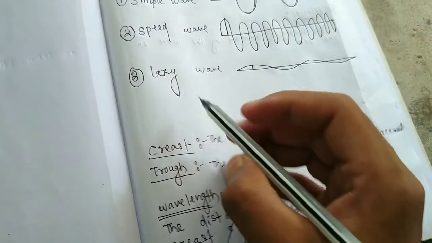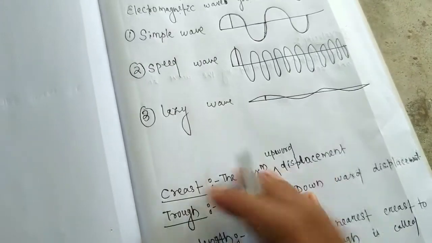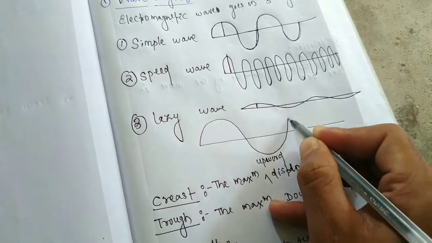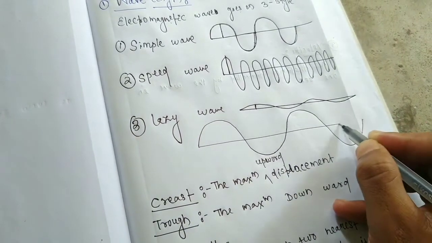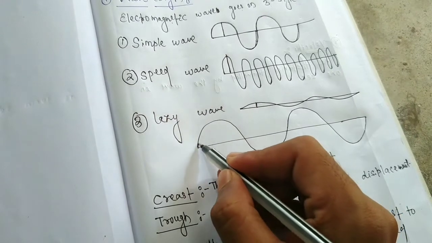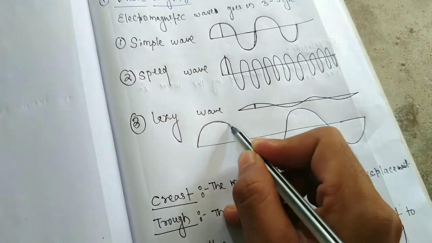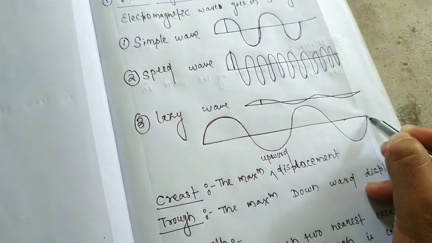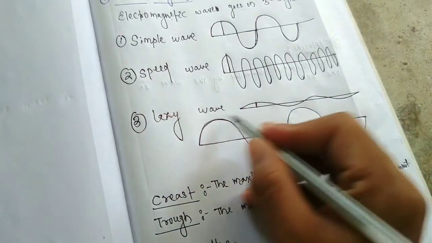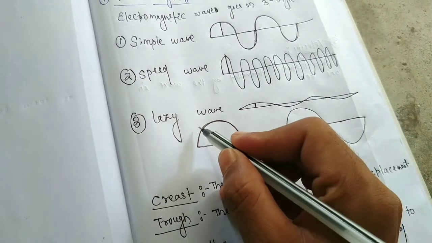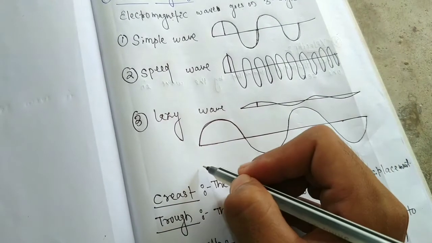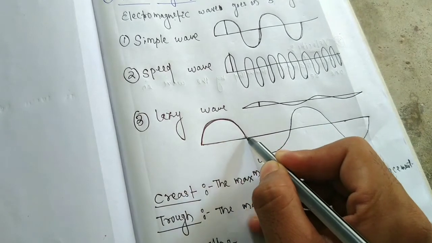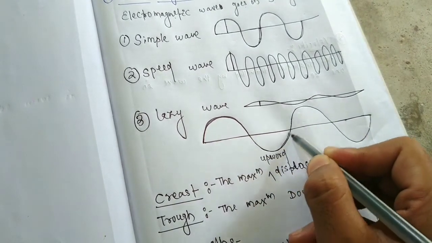So students, what is crest and what is trough? Suppose this is a wave. So this is, students, the crest, because this is present on the top side of the normal level. This is the normal level. Suppose this is the sea, in which fish are present. So this is our upward wave, then downward wave.